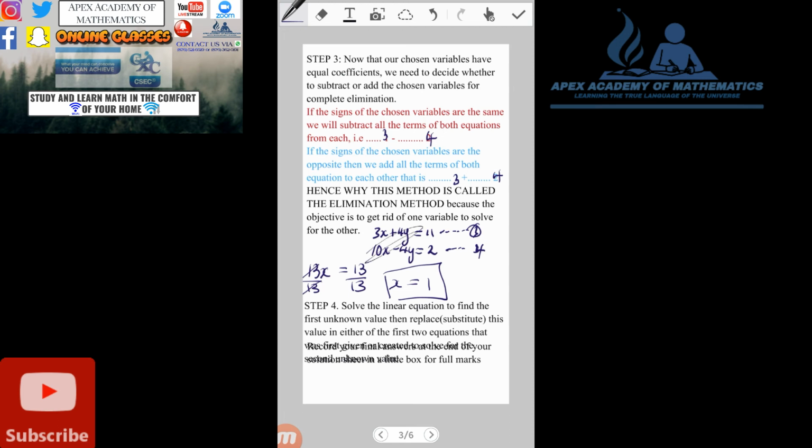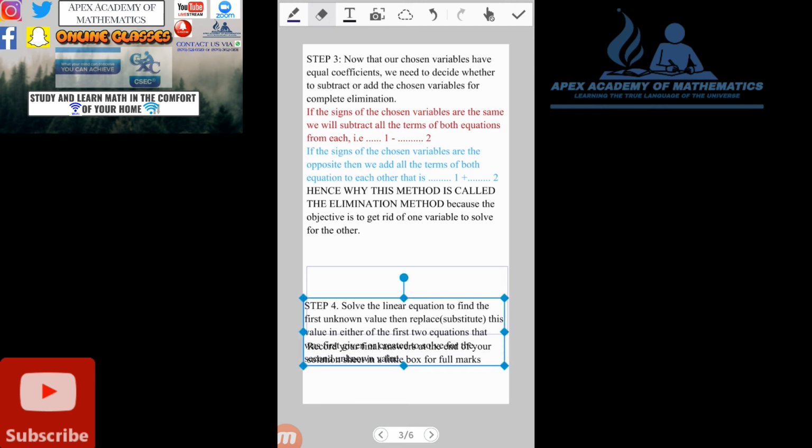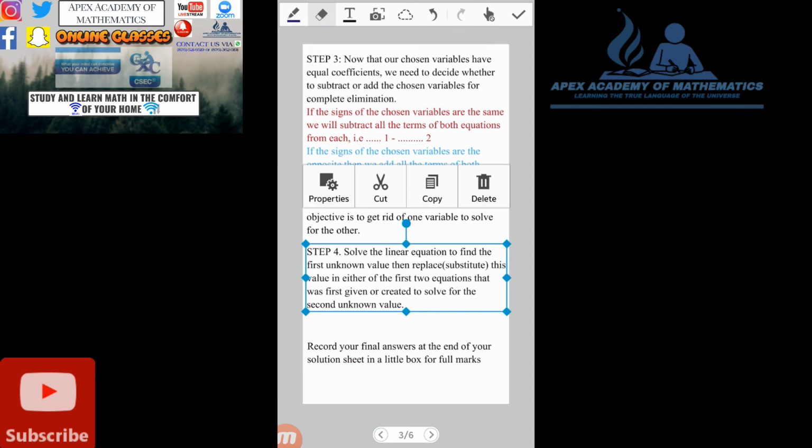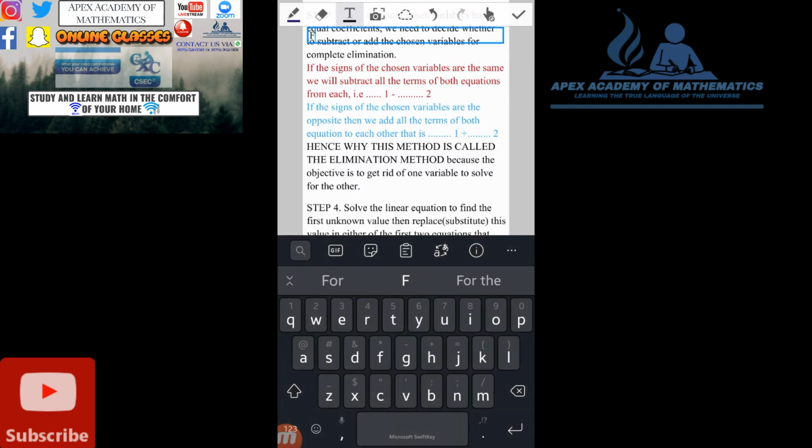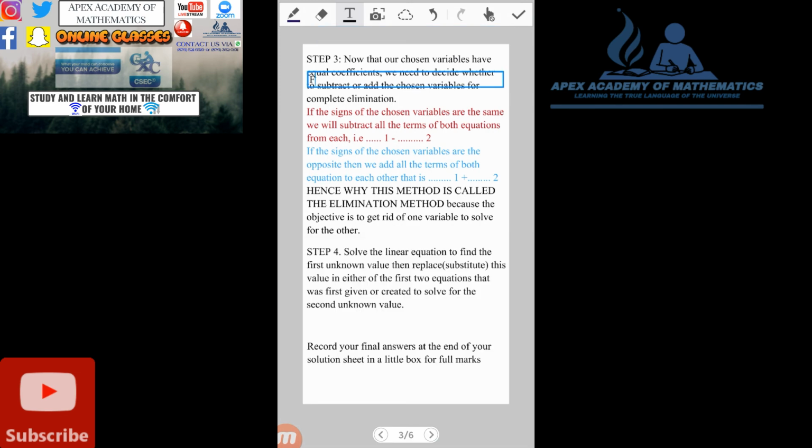Now we're not finished yet with this example, so let's create some space here for you. Let's erase here. All right, so we've noted that x is equal to 1. So now I'm going to move this information up here so we can see clearly. And now we're at step 4. Step 4 says that we're going to be solving the linear equation to find the first unknown, which is what we just did. We found that x is equal to 1.